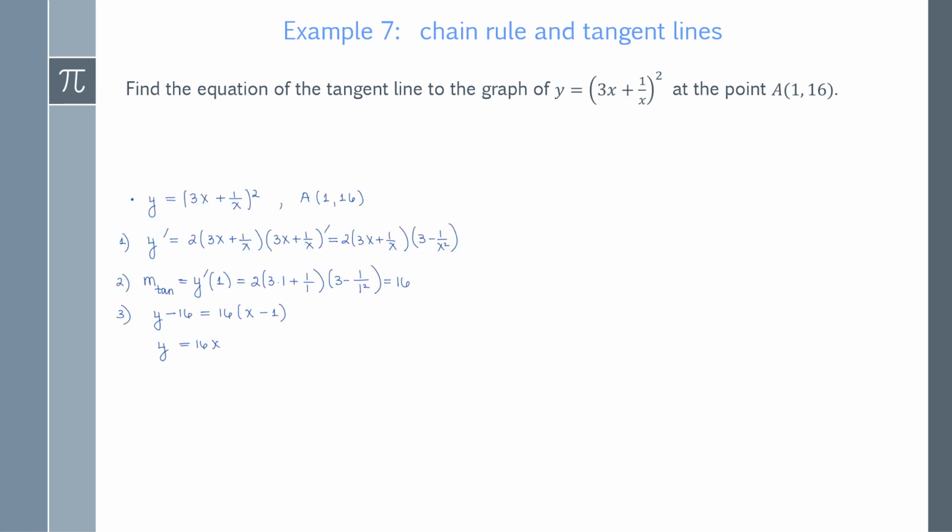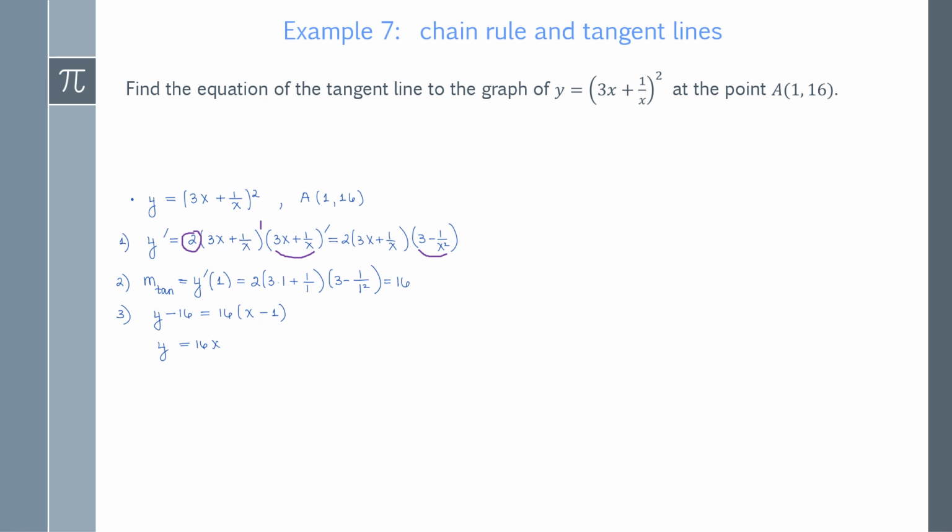All right, so here is my solution. I'm computing y prime first. So that would be 2 times (3x plus 1 over x) raised to the first power, right? So this is me applying the power rule, times the derivative of the inside, which is 3 minus 1 over x squared. Okay, and you can just keep it as is. You do not need to multiply this through because we're just looking for the derivative of this function at a given point.